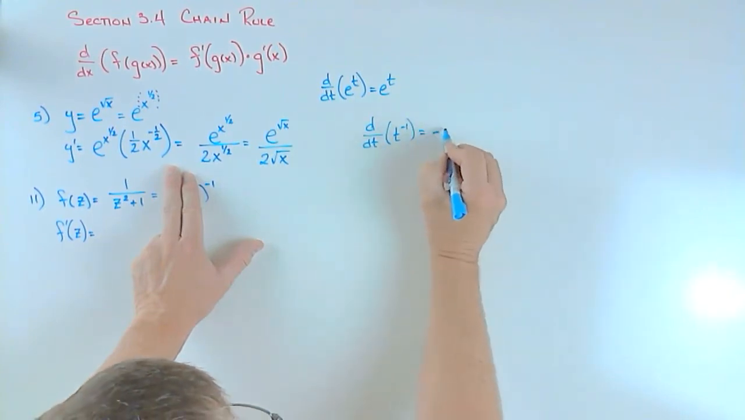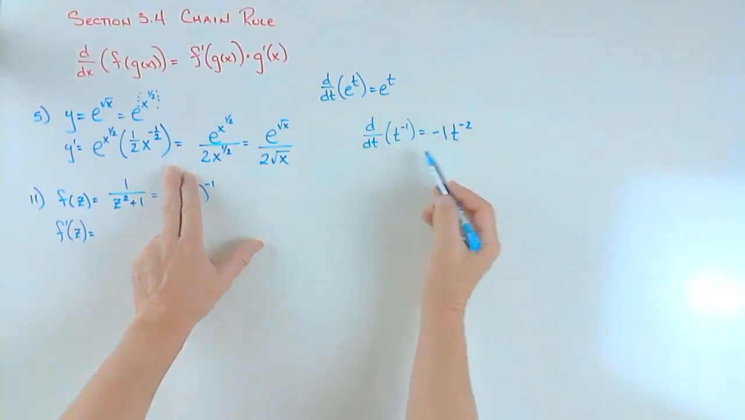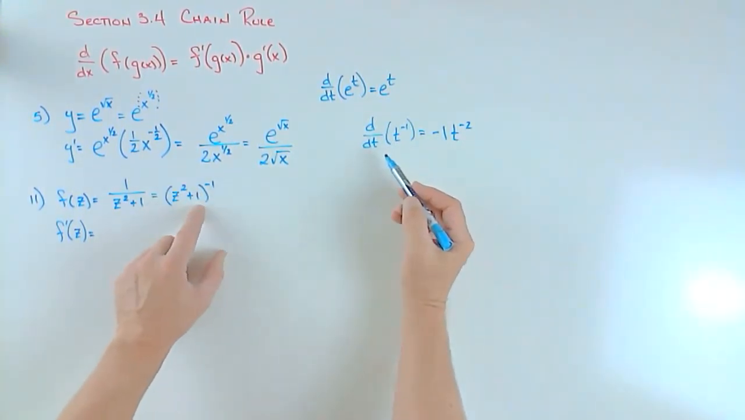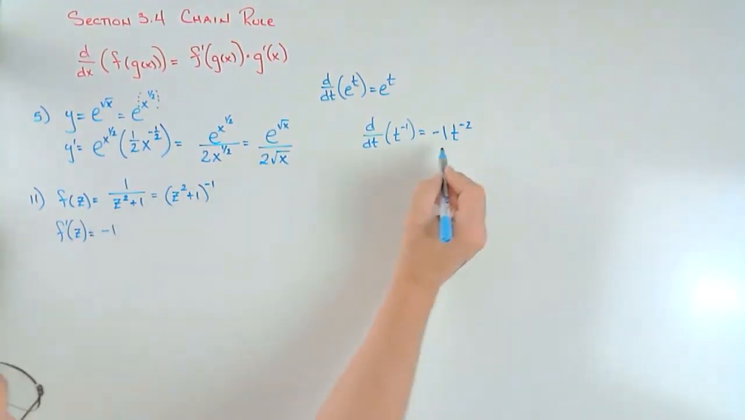The rule says you bring down the negative 1 and you subtract 1. Well, in this case, our t is z squared plus 1. So we're going to bring that down. We're going to bring down the negative 1, just like it says here.